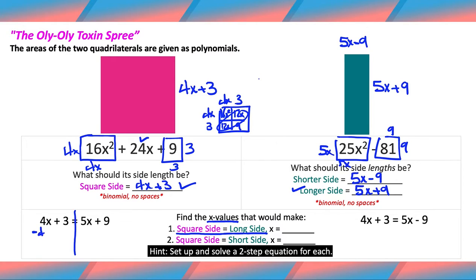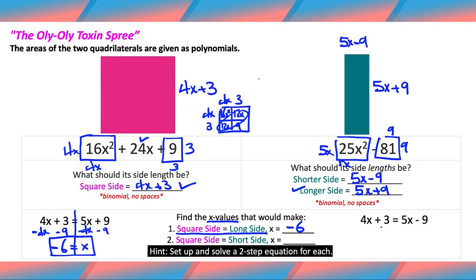I'm going to subtract a 4x from both sides. And I'm also going to subtract this 9 from both sides. Notice I like to do two steps in one row. We have, see here, 3 minus 9 is a negative 6. And then 5x minus 4x is a single x. So there is our first answer. So when does the square side equal the long side? When x equals negative 6. It's okay to have negative variables. You didn't do anything wrong.